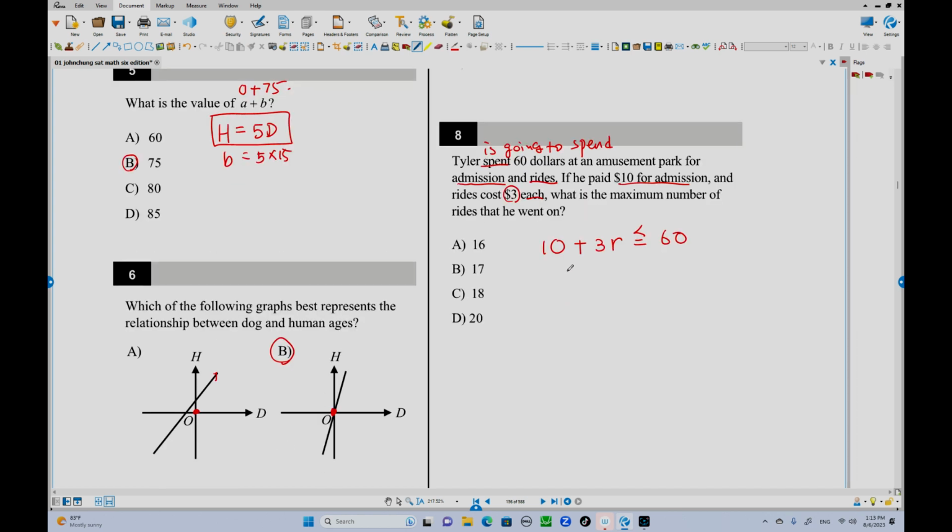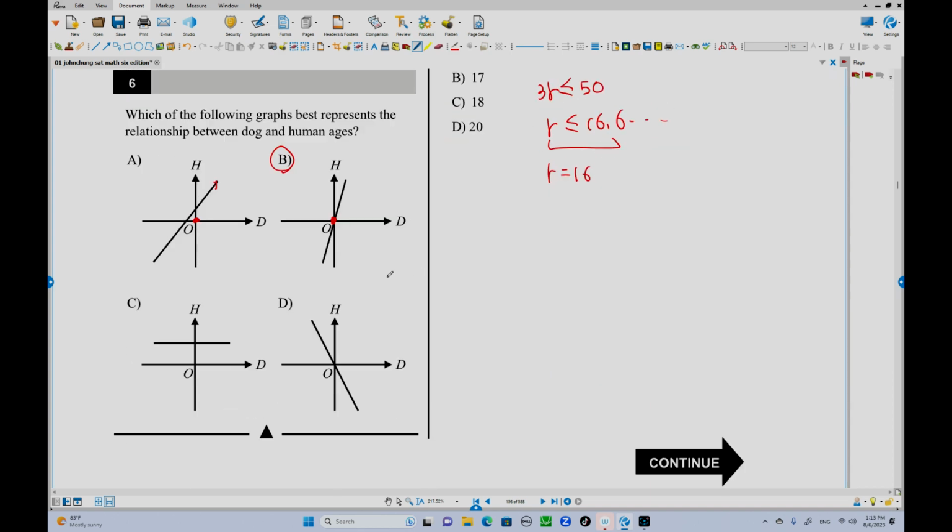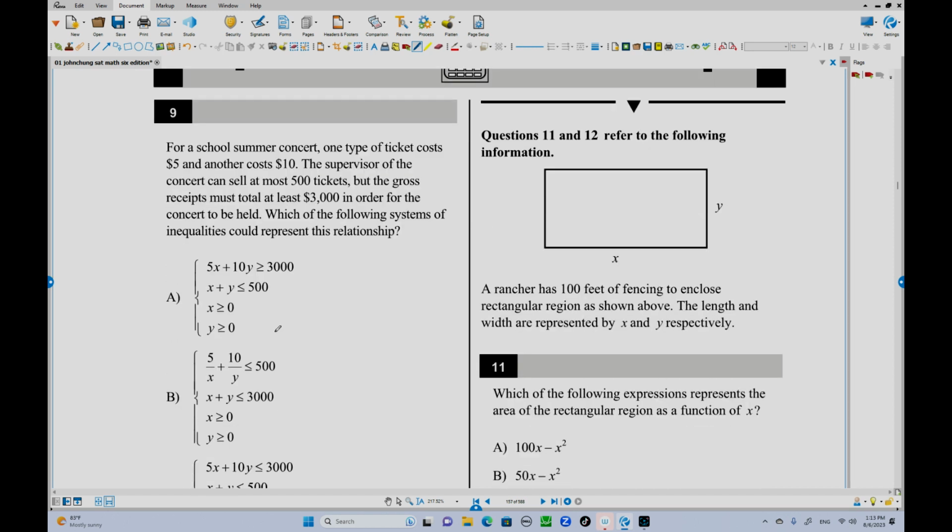When you subtract 10 from both sides, you get 3R is less than or equal to 50. You can divide by 3, R is 16.66, something like that. The maximum value of R satisfying this inequality is 16. Choice A is the answer. Number 9.